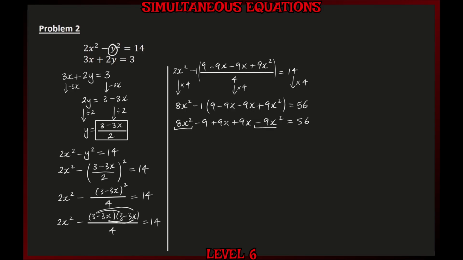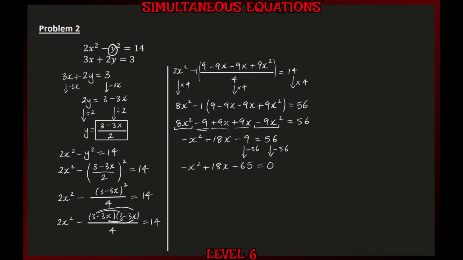So we have 8x squared minus 9x squared is minus 1x squared, or minus x squared. The plus 9x and the plus 9x make plus 18x, and we still have a minus 9 there, and that's equal to 56. Now to solve a quadratic, we want it to be equal to 0. So we're going to make the right-hand side 0 by subtracting 56, and we're going to do exactly the same on the left. So the left becomes minus x squared plus 18x, and minus 9 minus 56 gives us minus 65, and that's equal to 0 because 56 minus 56 gives us 0.